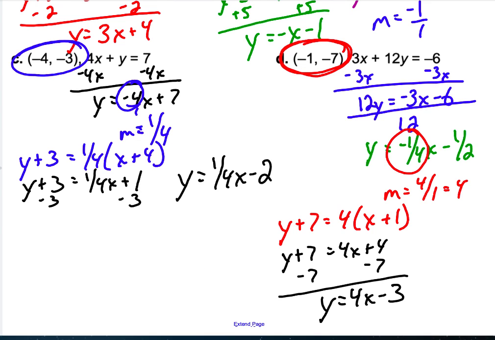So that's how we tackle parallel and perpendicular lines. Now it's your turn to practice.